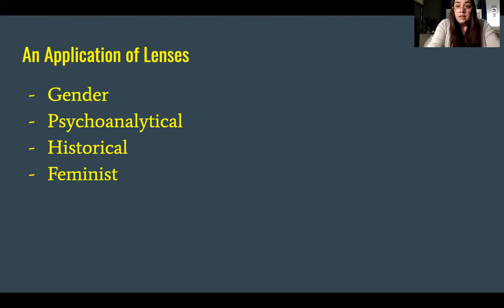Historical, we can apply a historical lens because we can read it as how were the women treated? How was mental illness treated back then in 1892? I'm sorry, I'm mixing up my dates. How were the women treated in the 1800s, right? How were their illnesses addressed? How were their worries addressed? How did we try to solve those things in the 1800s?